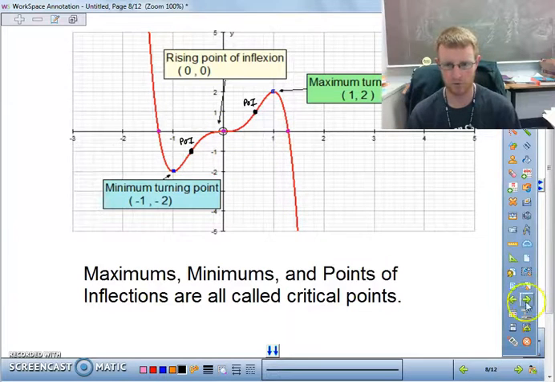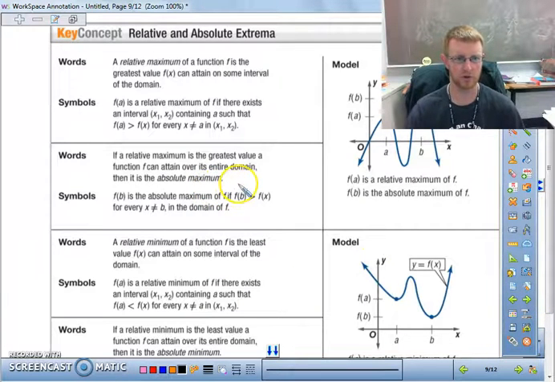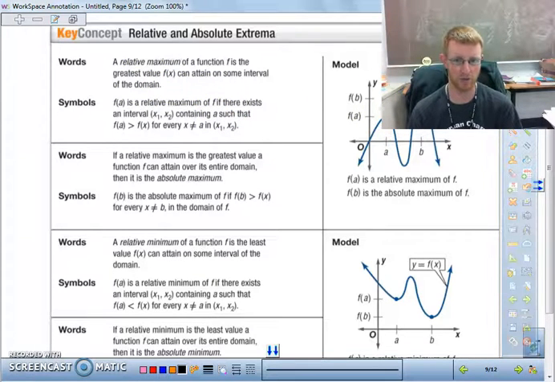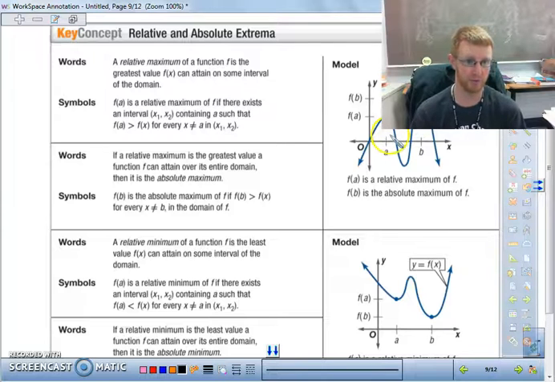Okay? So let's look at an example. Actually, there's a chart here. So let's talk about some more terminology. So relative maximum. Relative maximum refers to a local area on the graph where we have a maximum. So like on your paper, you can see there's a maximum here. There's a maximum over here. So those are local or relative maximums. Okay?